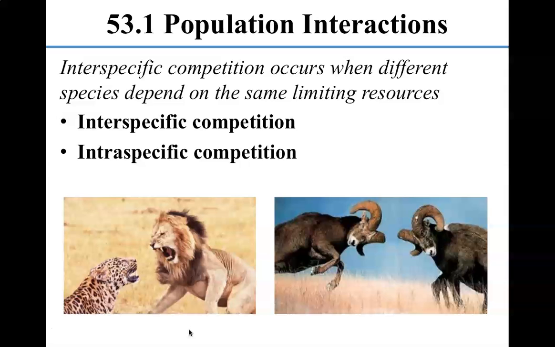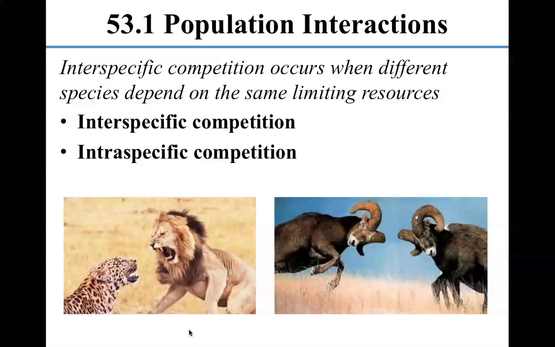So interspecific competition is a pressure on species, and it helps shape their evolution. Intraspecific competition is competition between two members of the same species. So here we've got two bighorn sheep that are about to bonk heads. Members of the same species fighting with each other. What resource are they fighting for? Well, in this case, they're fighting for females.